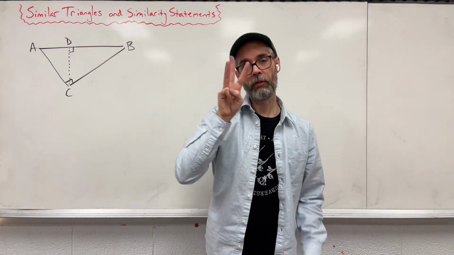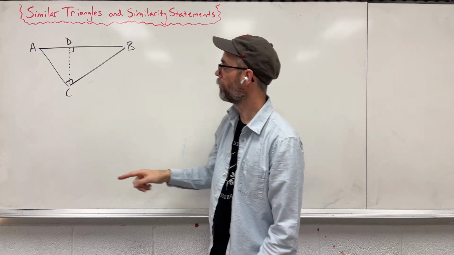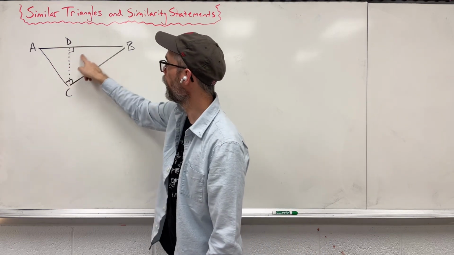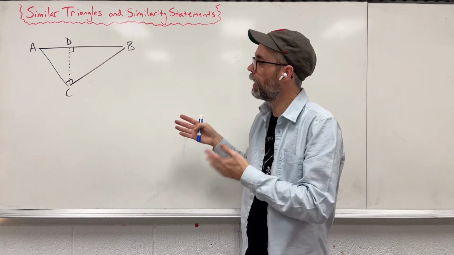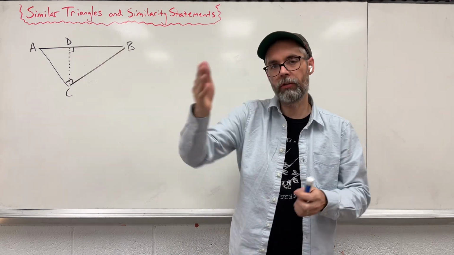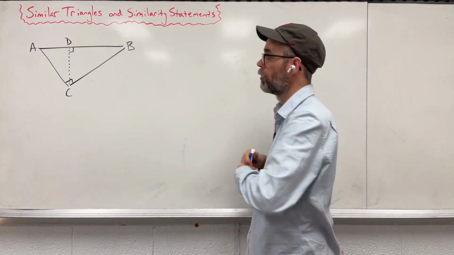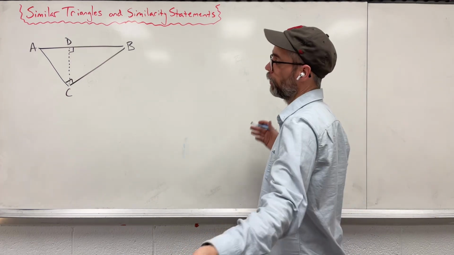What that does is give us three similar triangles. We have our big one, little one, and medium one here. And what we're going to do is break this picture up and create a similarity statement to say this triangle is similar to this triangle, is similar to this triangle. So let's start by breaking everything up.